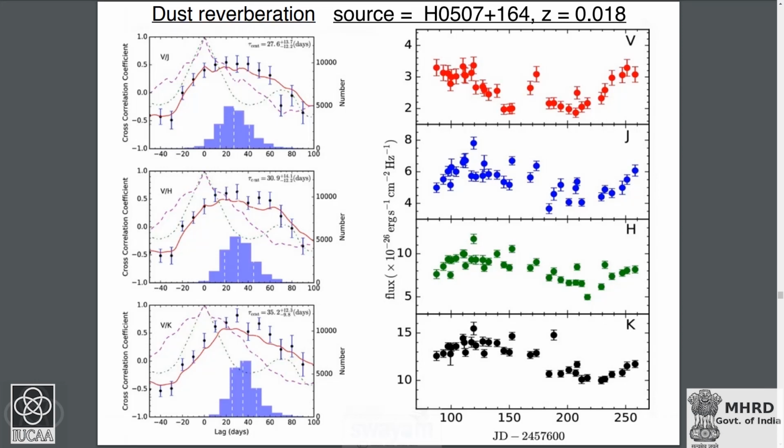This is an example of how to get the size of the dusty torus. What is shown on the right is the light curve coming from the V band, visual band, and the infrared J and H bands, and what is shown on the left is the cross correlation function between different light curves. From this cross correlation function analysis, we will be able to find the inner edge of the dusty torus. This method is what is called the dust reverberation mapping.